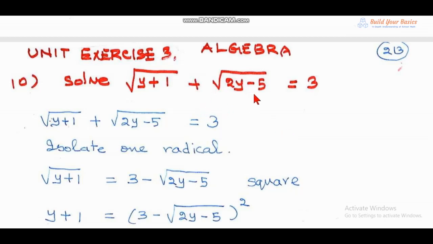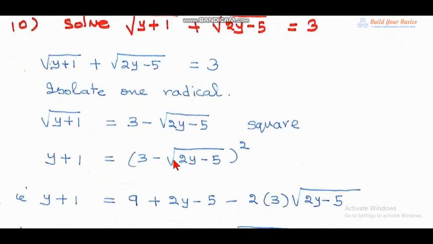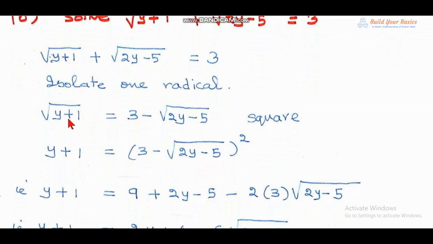There are two square roots. Let us isolate square root of y plus 1. So square root of y plus 1 equal to 3 minus square root of 2y minus 5. There were two square roots side by side. I have isolated square root of y plus 1. Now on the left hand side we have got only one square root. Squaring both sides, square root of y plus 1 whole squared is y plus 1. That square root is removed. So we are able to remove that square root by isolating square root of y plus 1 and squaring.